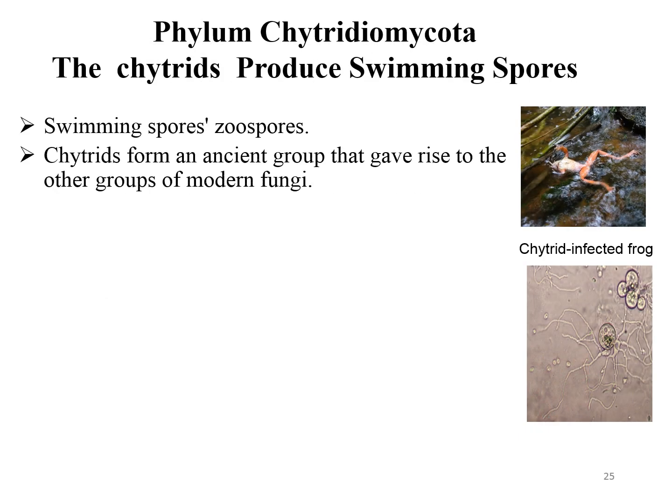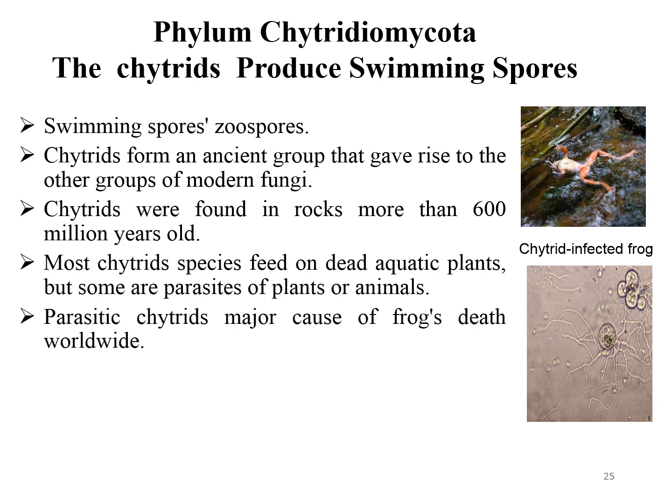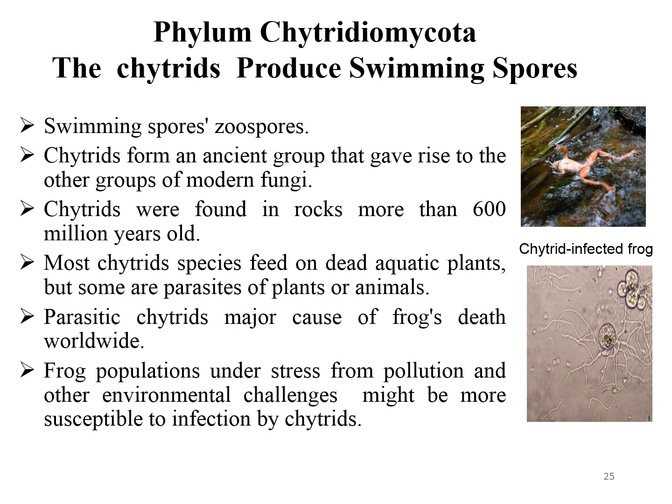The chytrids are distinguished from the other fungi by their swimming spores called zoospores. Mycologists suggest that the chytrids form an ancient group that gave rise to the other groups of modern fungi. Chytrids were found in rocks more than 600 million years old.